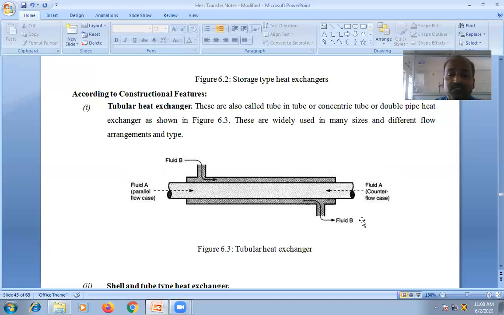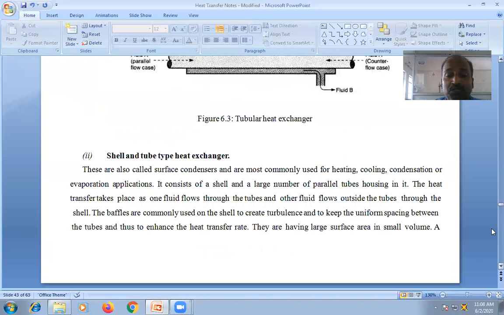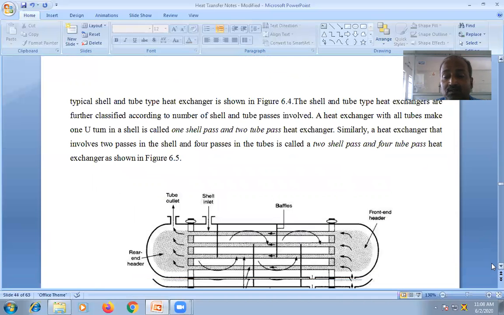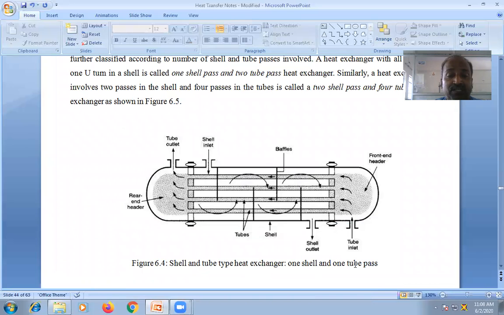So one attempt is made, that is called the shell and tube type of heat exchanger. Okay, this we will see. You can see this is a pass. Shell and tube type of heat exchanger: one shell and one tube pass. Entire this is called one shell, meaning compartment. Various tubes are provided, and here you can see shell outlet, tube inlet, tube outlet, and shell inlet.